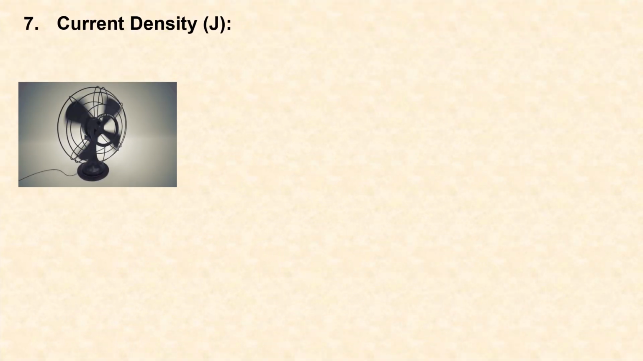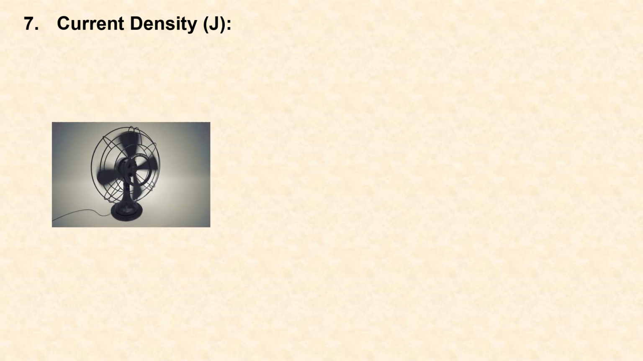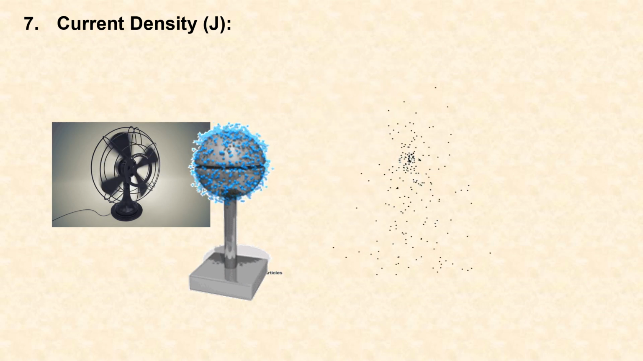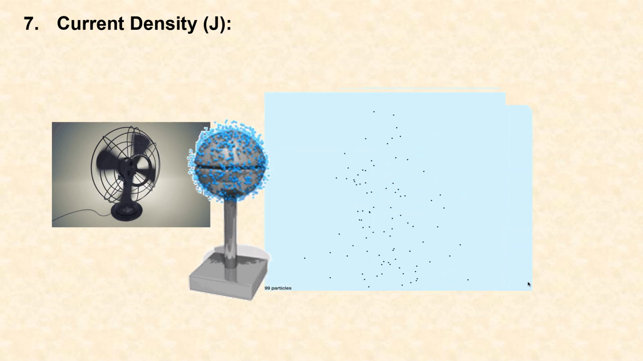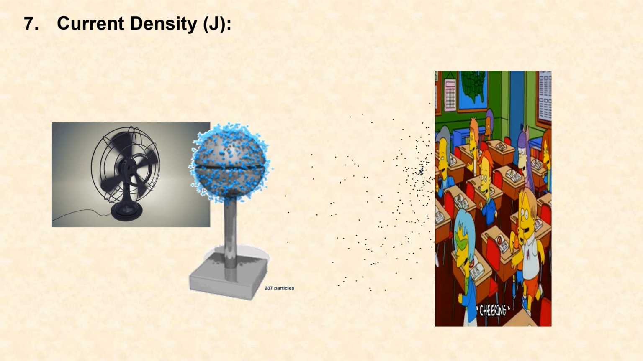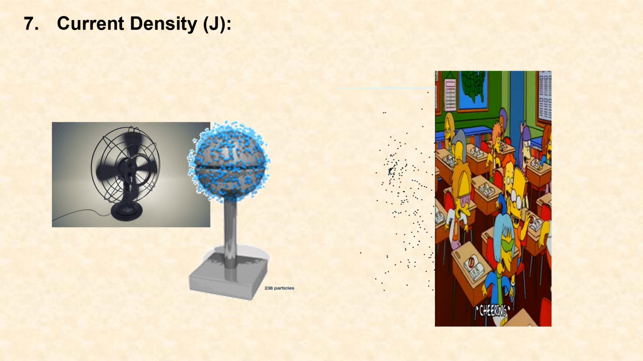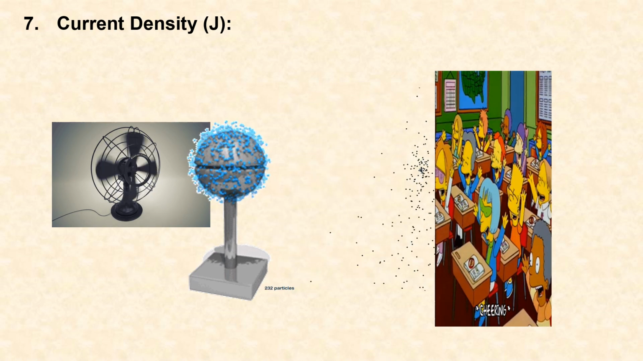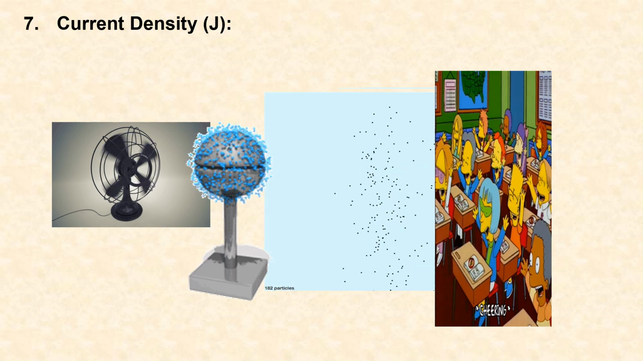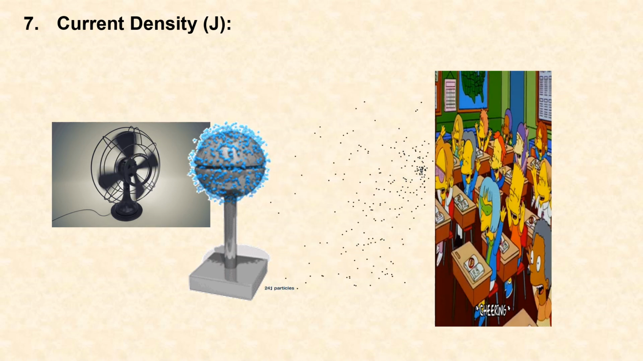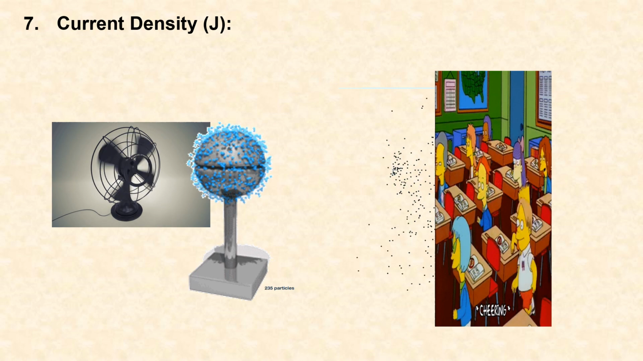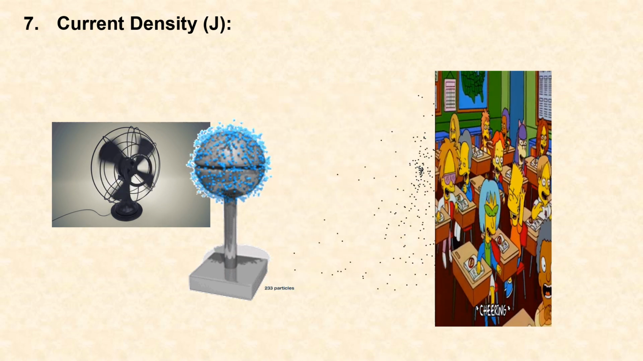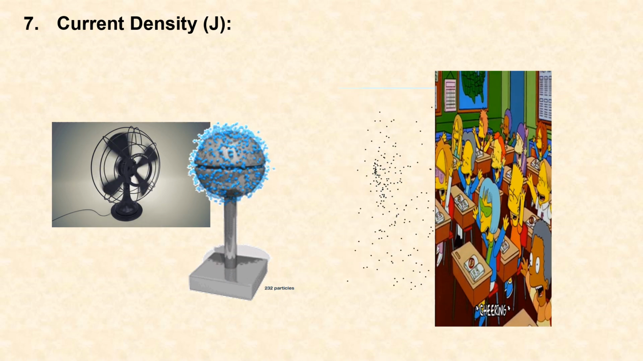So suppose we have a fan that is blowing on a Van de Graaff generator, blowing electrons into a classroom full of Physics 103 students. Note that depending upon where you're sitting in the classroom, the number of electrons hitting you per unit time will vary. Some students sitting directly in front of the fan are getting hit by many electrons in a 1-second time interval, while students sitting at the sides of the classroom are not getting hit by as many electrons.